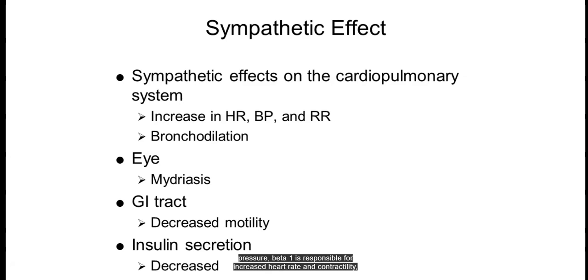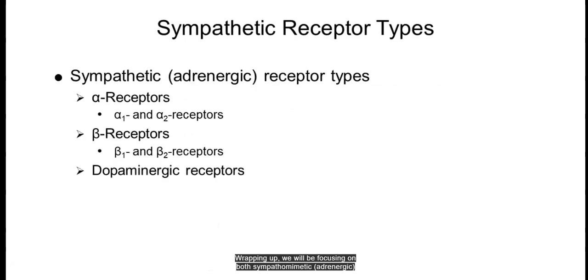Beta 1 is responsible for increased heart rate and contractility. Beta 2 is responsible for bronchial smooth muscle relaxation, producing bronchodilation. And dopaminergic receptors, when stimulated, produce renal vessel relaxation. Wrapping up, we will be focusing on both sympathomimetic or adrenergic medications and parasympatholytic anticholinergic medications and their role as bronchodilators in future lectures.